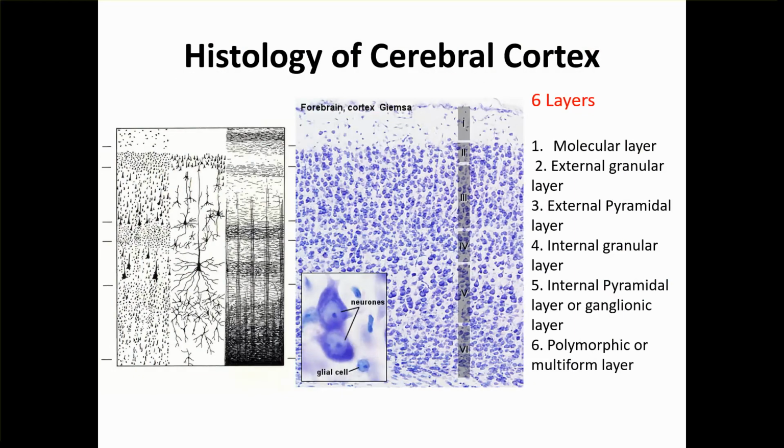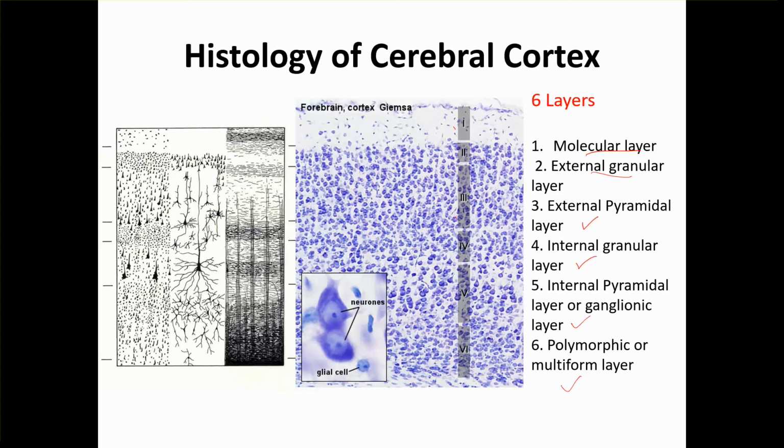Now coming to histology of the cerebral cortex, there are 6 layers. The 6 layers from up to down: the molecular layer; the second layer is called the external granular layer; third is the external pyramidal layer; fourth is the internal granular layer; fifth is the internal pyramidal layer or ganglionic layer; and the last one is the polymorphic or multiform layer.